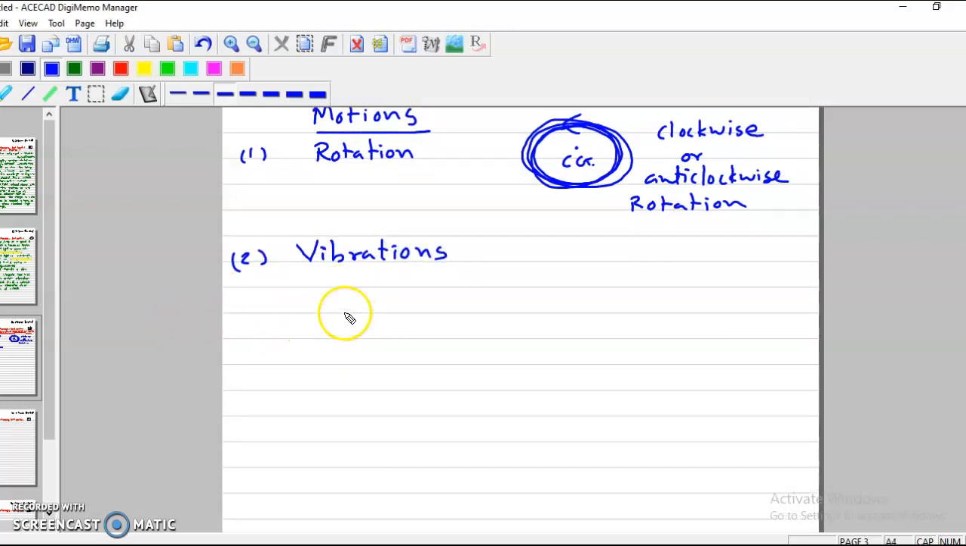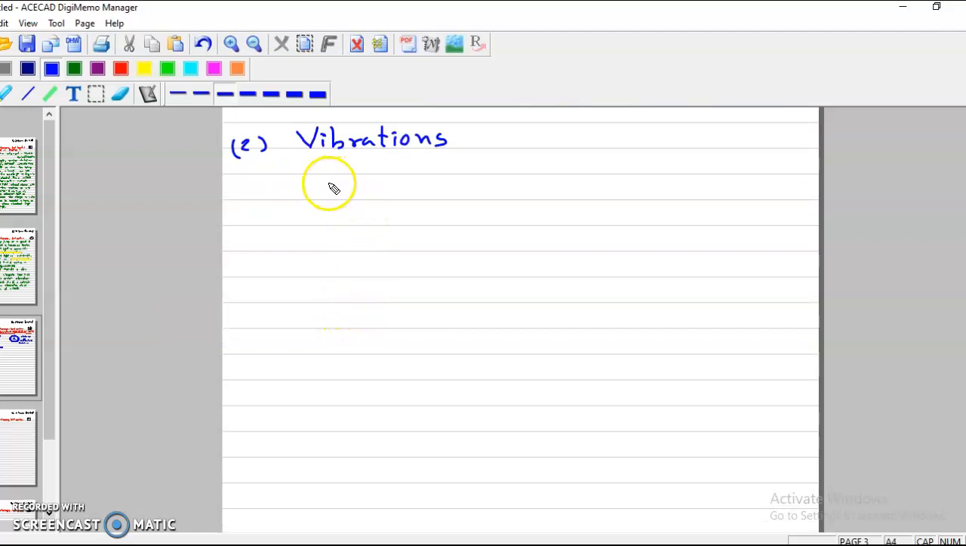The second type of motion is known as vibrations. Now, vibrations are related to bonds. For example, if we take H2O, this is oxygen and 2 hydrogen, H2O. This is a covalent bond. You know that. These two are covalent bonds. Then, this molecule may vibrate.